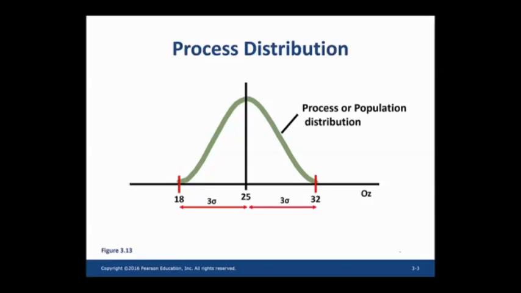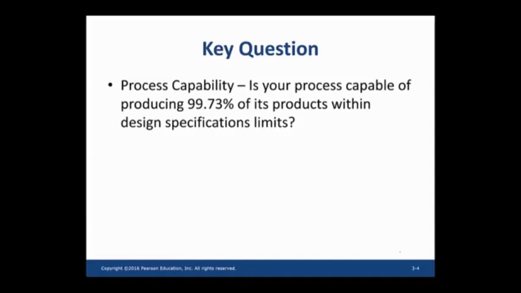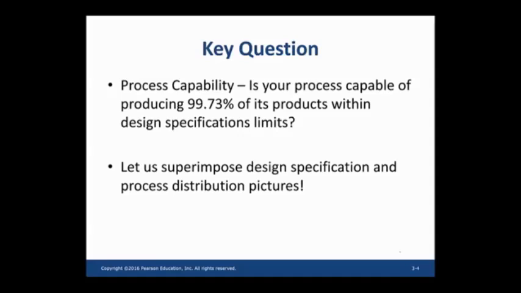So why do I pick 3 standard deviations? Because that is the standard practice used when the process capability is measured. In other words, capability question becomes, is your process capable of producing 99.73% of its products within the design specification limits? Let us see how we can answer that question. To do that, let us superimpose what we saw earlier. One is the design specification, another one is the process distribution.